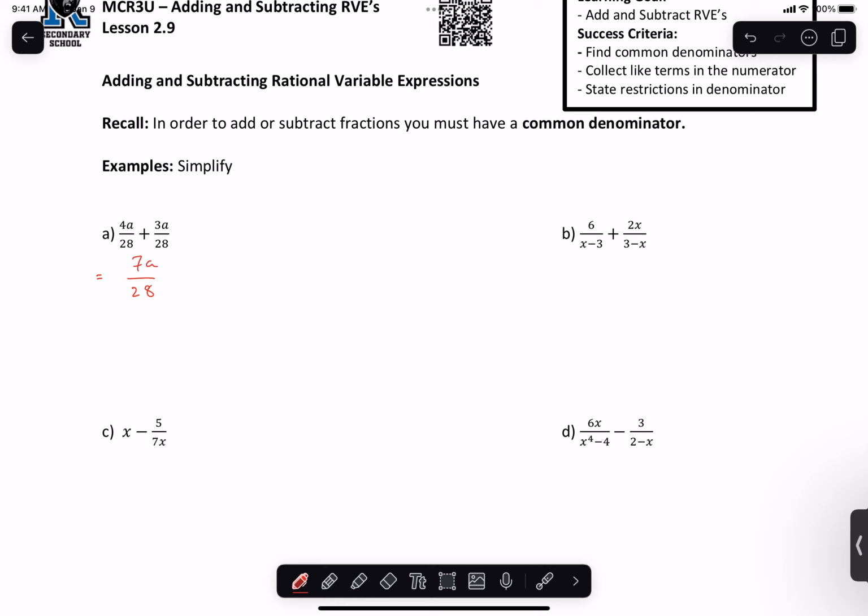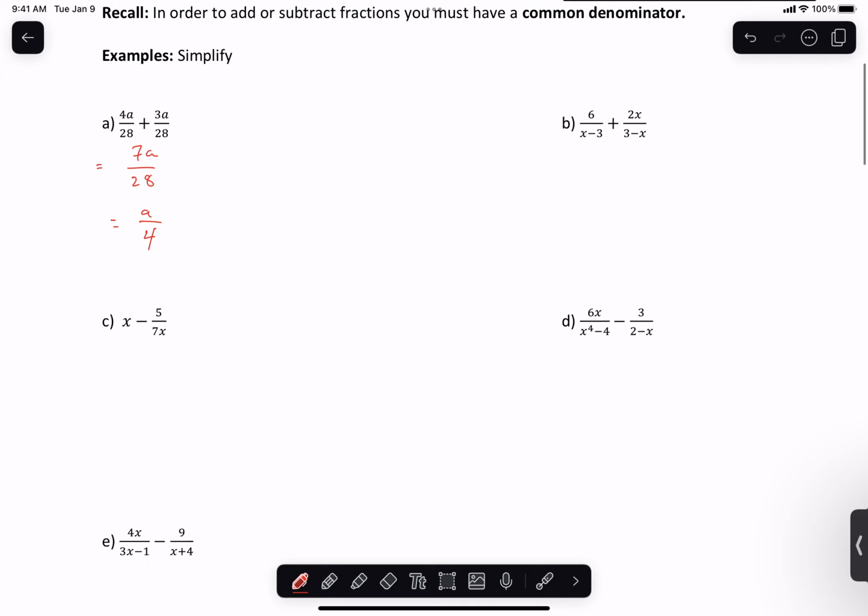Fully reduced? Is that my final answer? How many times is 7 going to 28? Okay, so you get a over 4.